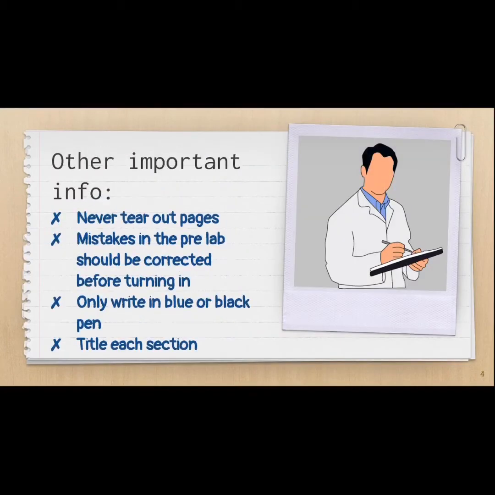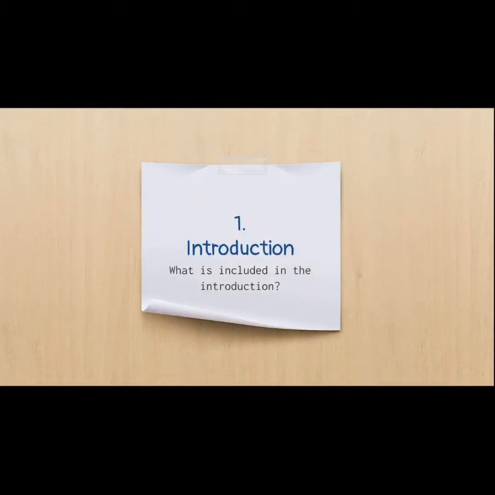Some other important information, please never ever tear out pages of your lab report. If you make a mistake, just leave it in there. It's okay. You won't be counted off for making mistakes necessarily. Do not tear out any pages. If you make mistakes in the pre-lab, you can always go back and correct those later on. You can only write in blue or black pen, no pencil, and each section that I mentioned a few slides ago has to have a title.